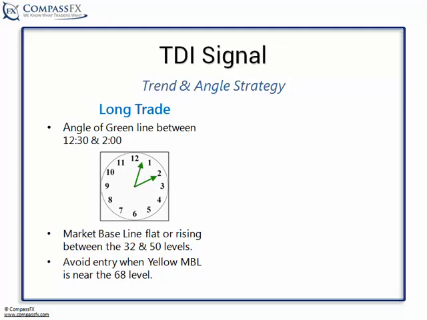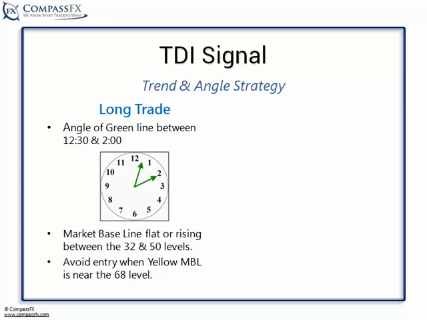When considering a long trade, we want to look for the green line to have an angle between 12:30 and 2 o'clock. I've put the clock face in this training so that way you can have an idea of the angle that I'm looking for. What this represents to me is that if the green line is moving between 12:30 and 2 o'clock, there's a favorable possibility that price will continue in that direction.